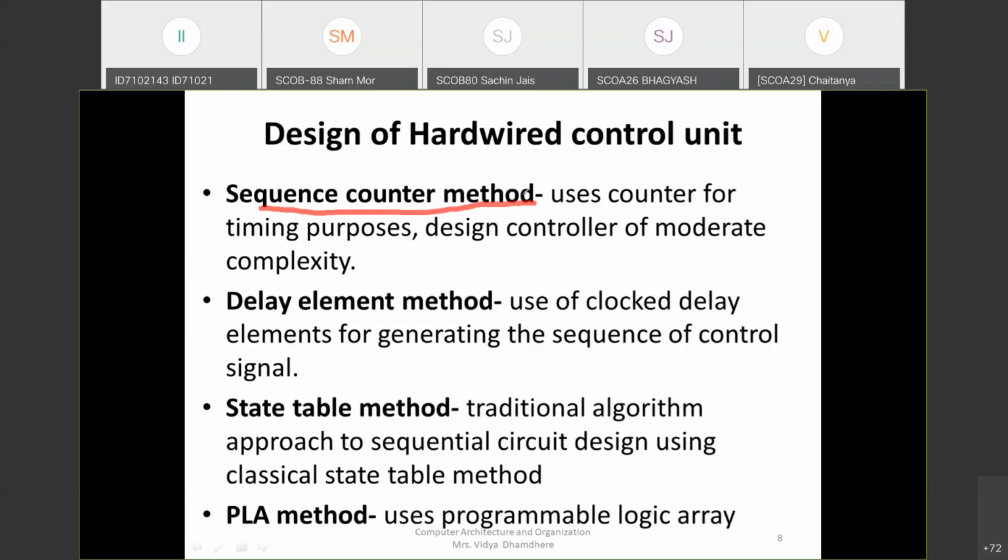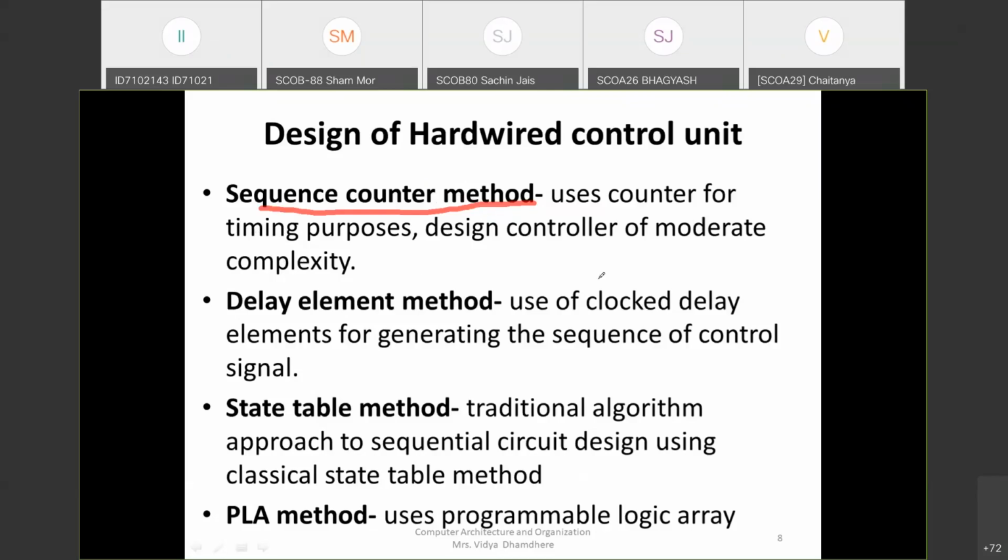For that purpose, it uses counter and timing purposes, and that will be used for designing the controller, which will have moderate complexity of the circuit. So in this first method, which we are going to see in detail in the next few slides. Now the second method is the delay element method.